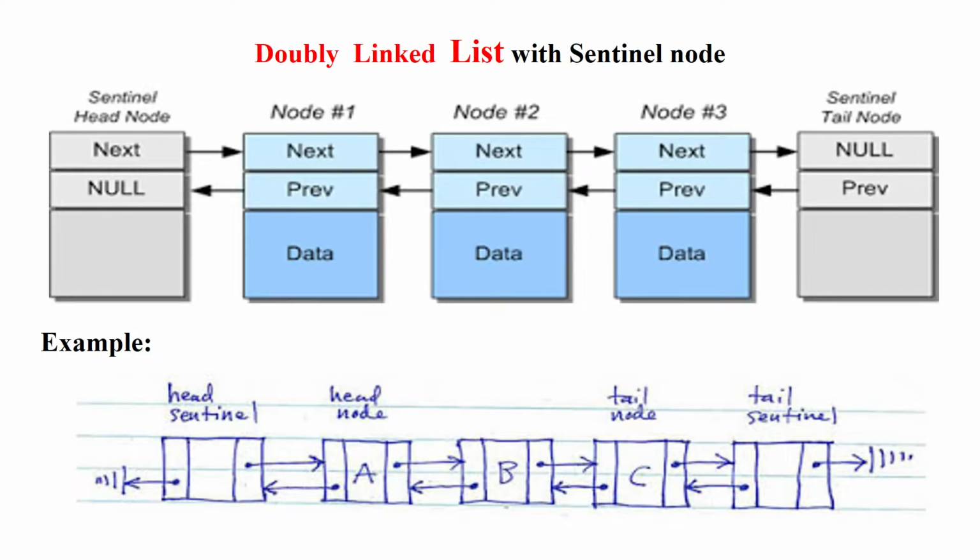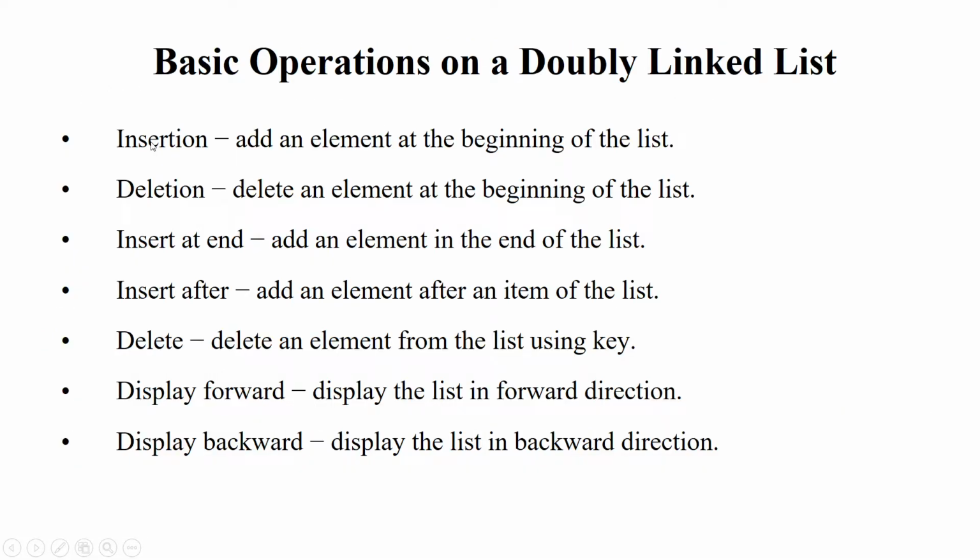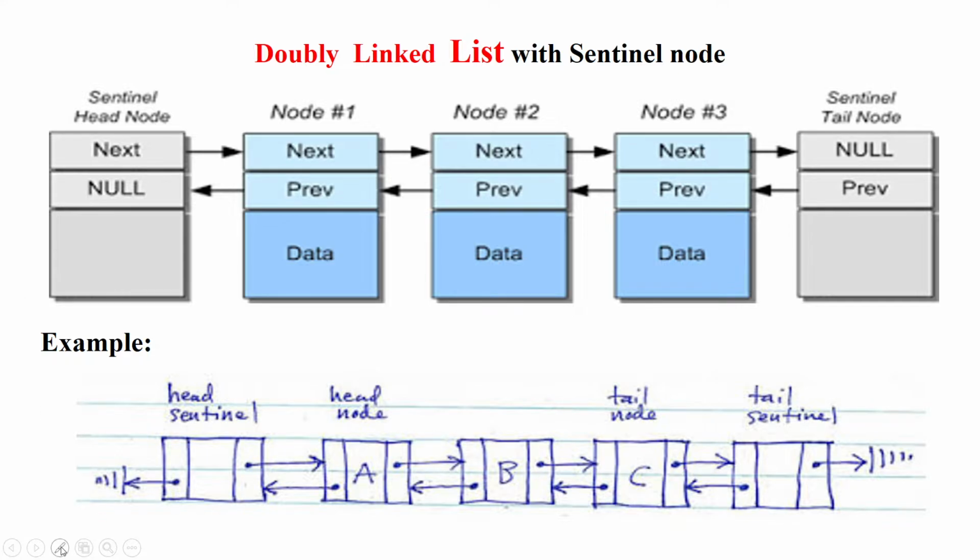Hi, in this video we will discuss the insertion of nodes into the doubly linked list. The doubly linked list can have sentinel nodes in front of the head node and after the tail node. A sentinel node has a next pointer and a null pointer.